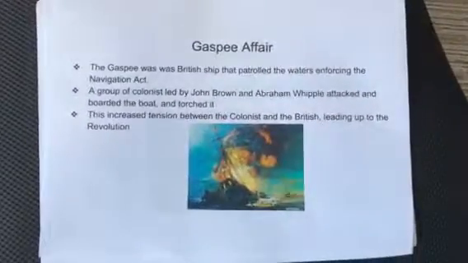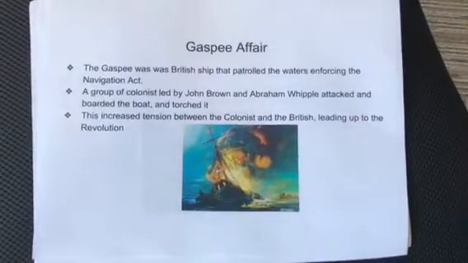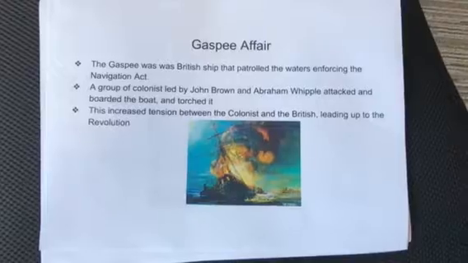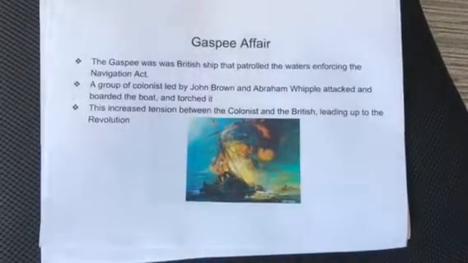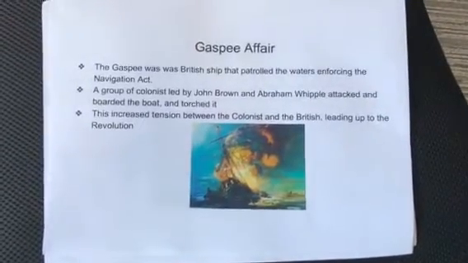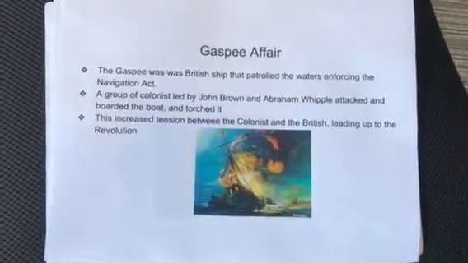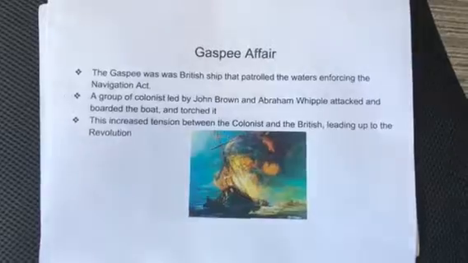The Gaspee Affair. The Gaspee was a British ship that patrolled the waters enforcing the Navigation Act. A group of colonists led by John Brown and Abraham Whipple attacked and boarded the boat and then torched it. This increased tension between the colonists and the British, leading up to the Revolution.